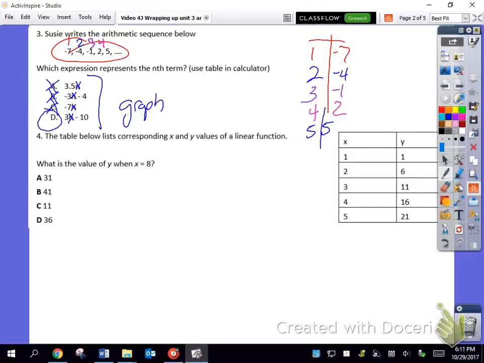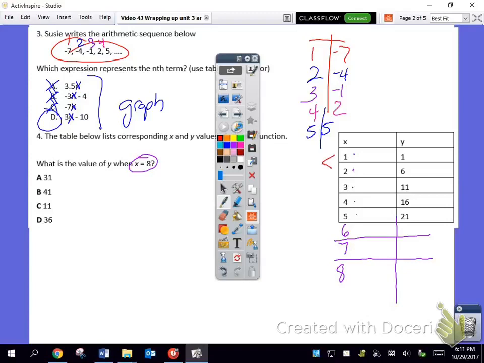Number 4, table shows the corresponding x and y values for a linear function. What is the value of y when x equals 8? Well, when x equals 8, if I go look over here, 1, 2, 3, 4, 5, oh, so 6, 7, 8. I've got to keep going. Now, to keep going, I need to find my rate. So I'm going to subtract 2 minus 1 is 1. 6 minus 1 is 5. When I divide, 5 divided by 1 is 5. So my slope, or my rate, is a positive 5.